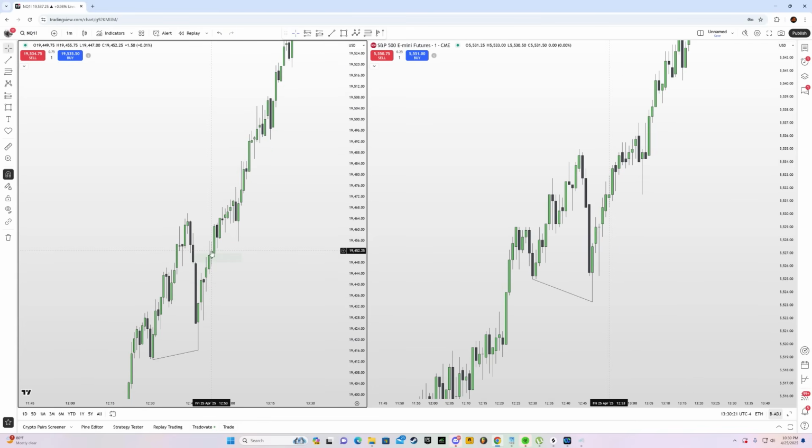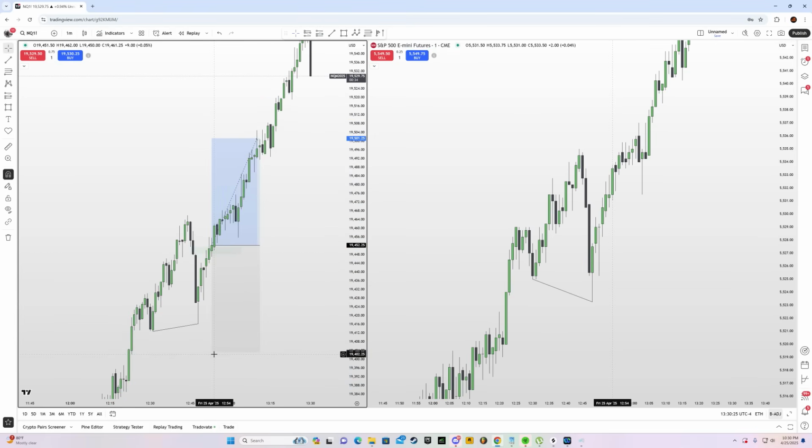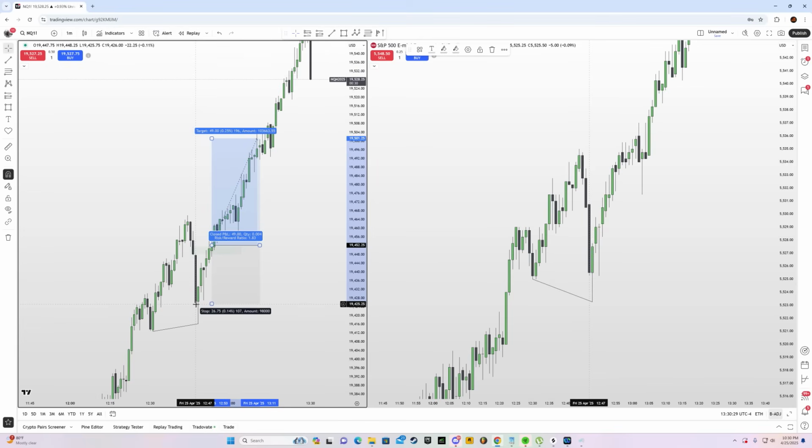So this gets inversed right here. Okay, so that is your entry right away. Now you can put your stop below the bodies or below the low. I like to keep it below the bodies, okay? But you should do it when you are starting out with the strategy.